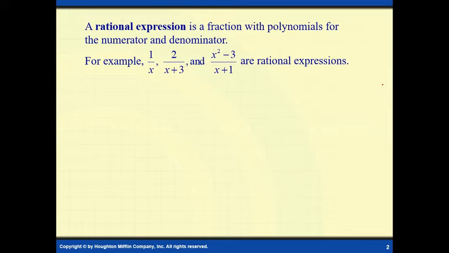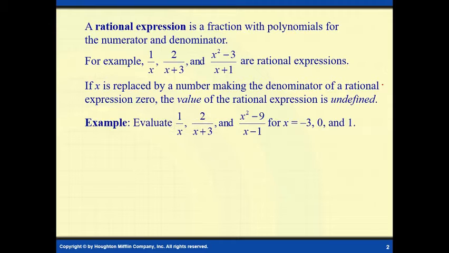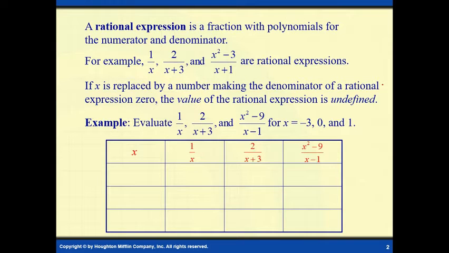For example, let's look at these three: 1 over x, 2 over x plus 3, and x squared minus 3 over x plus 1. Okay, if x is replaced by a number making the denominator of a rational expression 0, the value of the rational expression is undefined. We're going to evaluate these for x equal to negative 3, 0, and 1. So we're going to set up this table so you can see here are our values of x, and then here are the three functions, and we're going to see what happens.